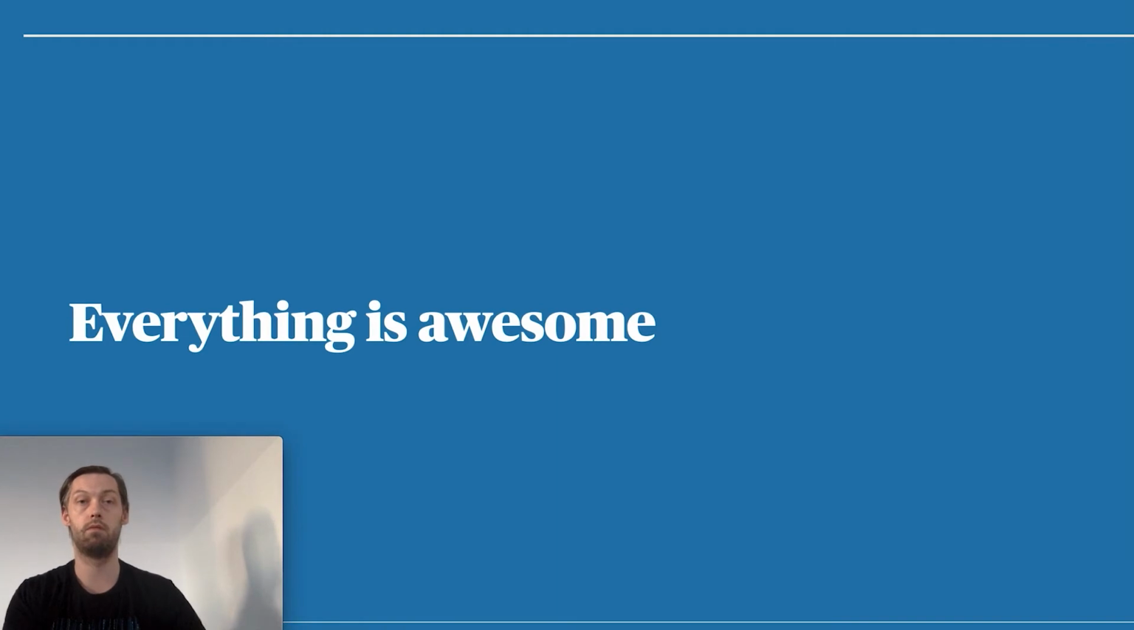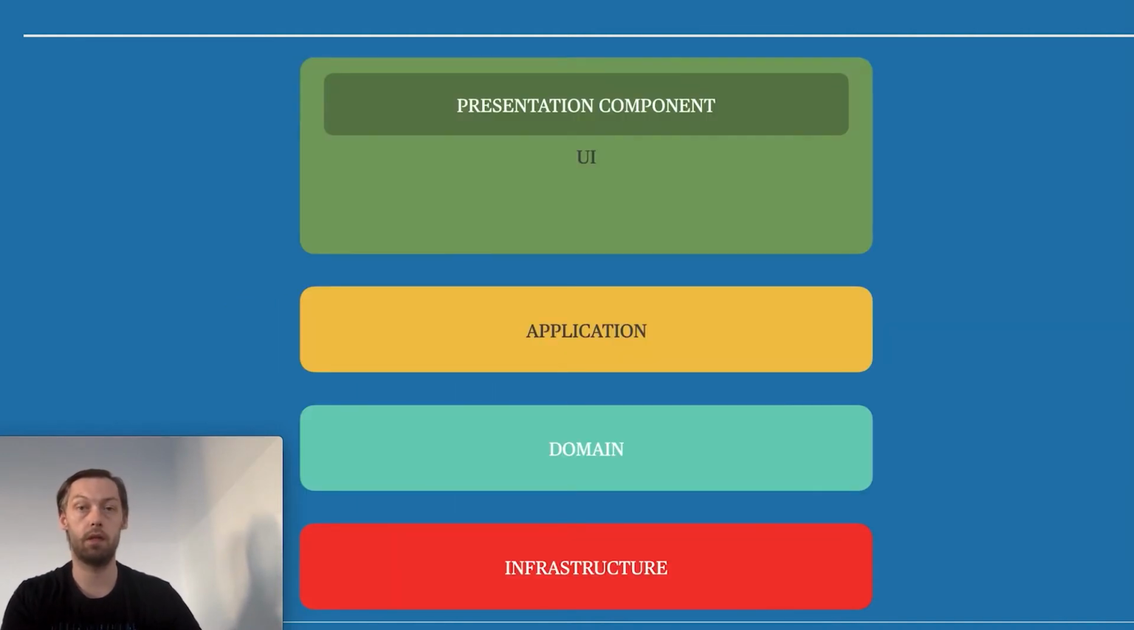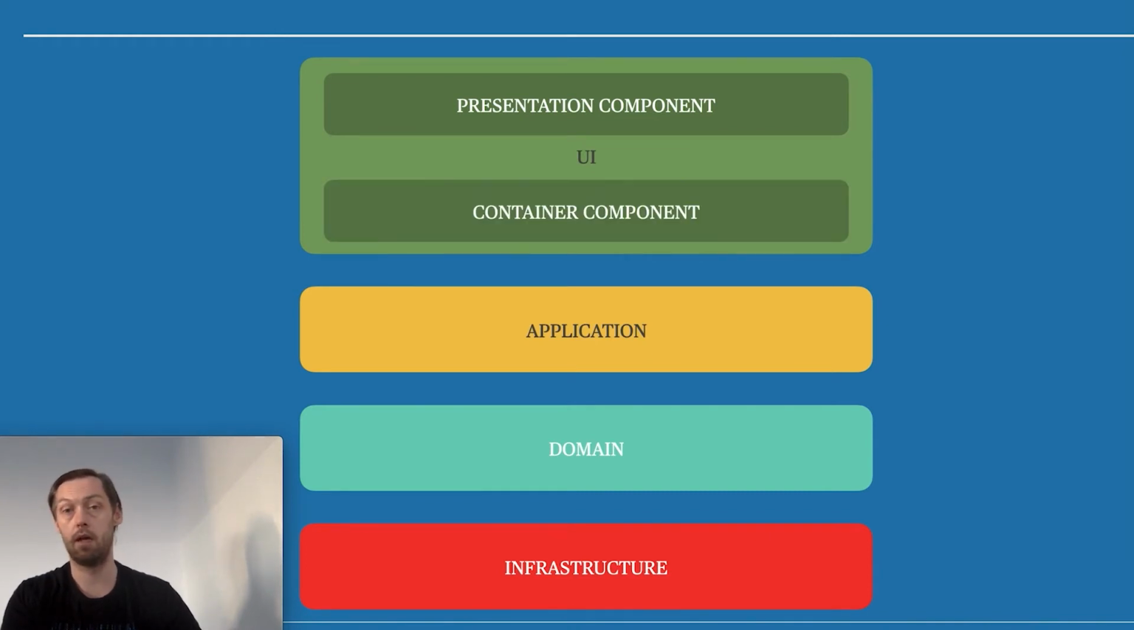When you start a project at Cobiro, it's usually a greenfield project, and then everything is awesome, right? You know the layered architecture by now, and you know what to do. So everything is easy. You start with presentational components, then you add some container components on top of it. These are slightly different concerns.